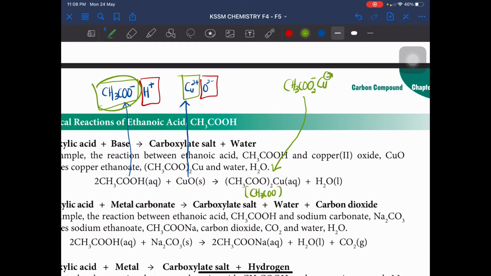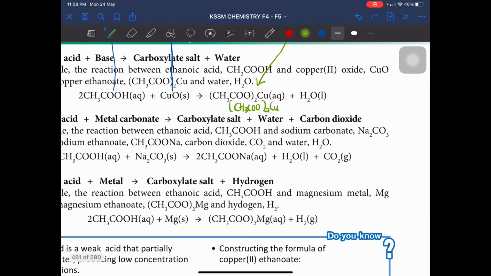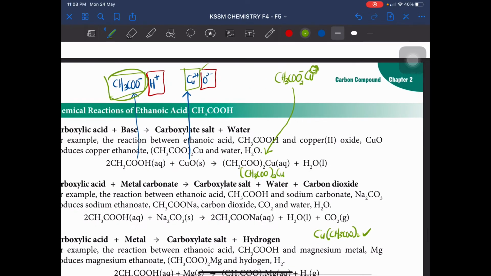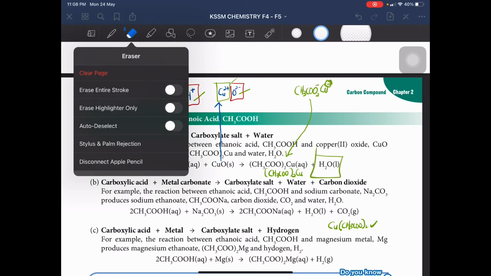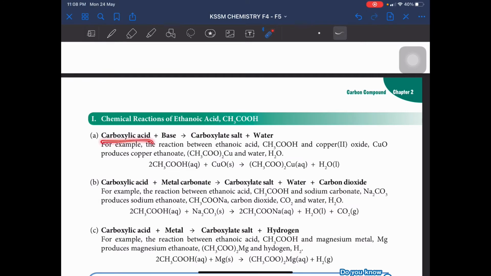(CH3COO)2Cu. Why the bracket 2? Because the 2 comes from the Cu's charge. Okay. Teacher, can't we write it like this? Cu then CH3COO like this. Can, yes? It is also accepted. Don't worry. Next, don't forget, if you see hydrogen and oxide reacting, you can get water. That is the first reaction, okay? Between a carboxylic acid and a base. Base and carboxylic acid produce salt, carboxylate salt and water.